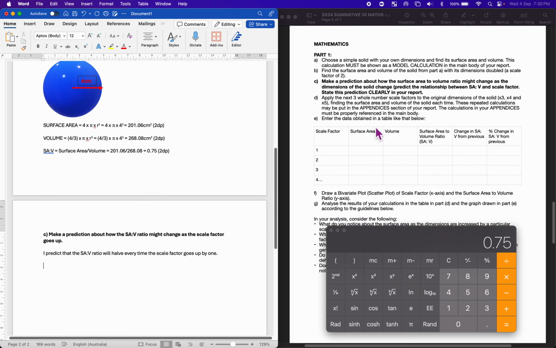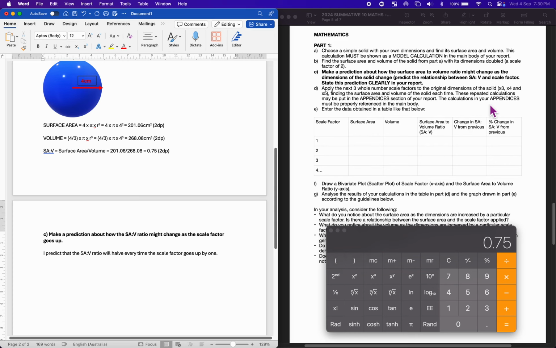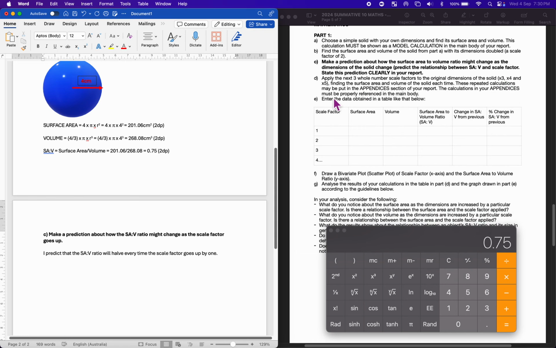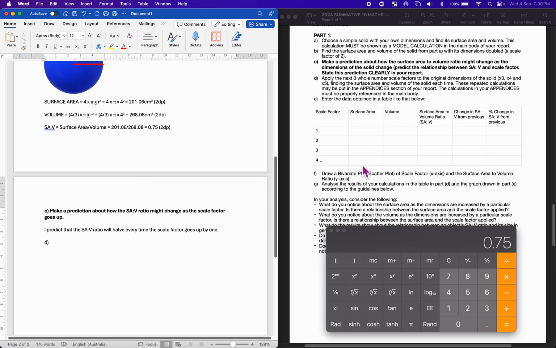So I've done C. D: apply the next 3 whole number scale factors to the original dimensions, so x3, x4, and x5. Find the surface area and volume of the solid each time. These repeated calculations may be put in the appendices. You have a limited page limit, and these calculations are going to be a bit repetitive. So if you need space, you can put it into a section at the end of the assignment called the appendices, which doesn't take up your page limit.